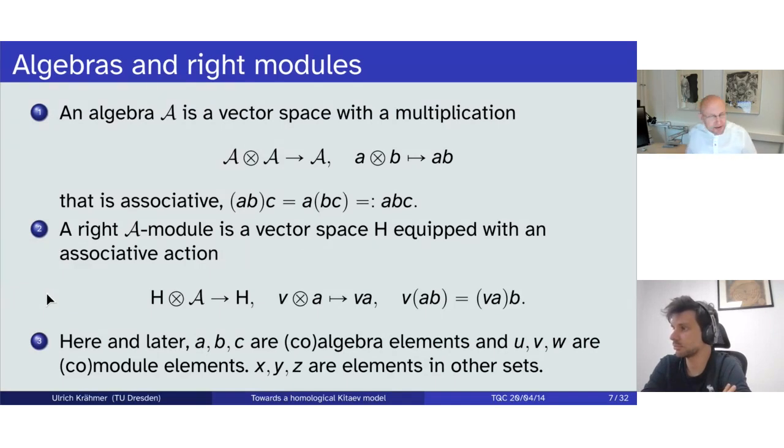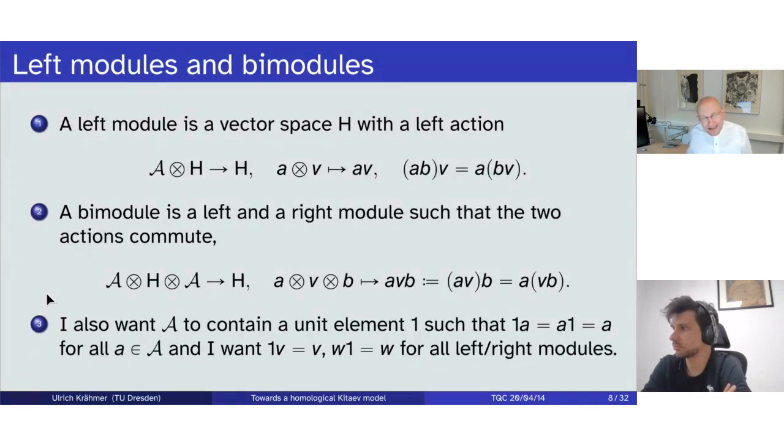Good. So there are right modules. Dually, I can talk about left modules, where the algebra acts from the left. And then, of course, I can also talk about bimodules. So a bimodule is a vector space which at the same time is a left and a right module of my algebra. And the two actions commute in the sense that they combine again to an associative map from A tensor H tensor A to H, where I multiply from left and from the right. And in which order I carry out these operations doesn't matter.